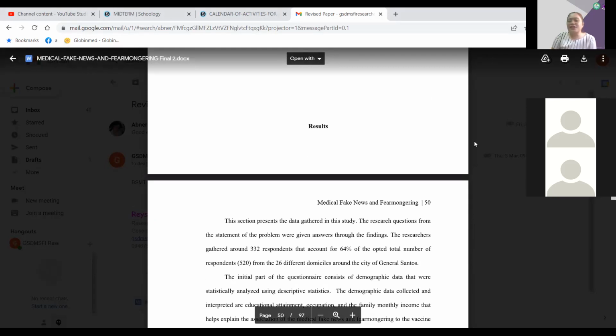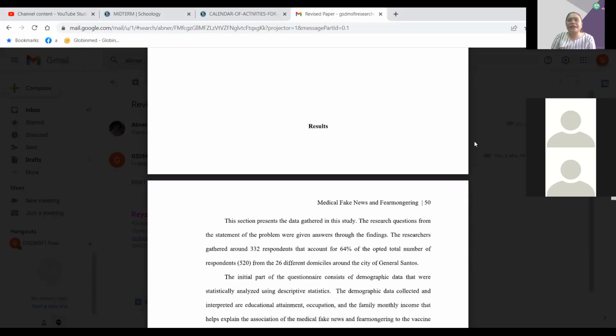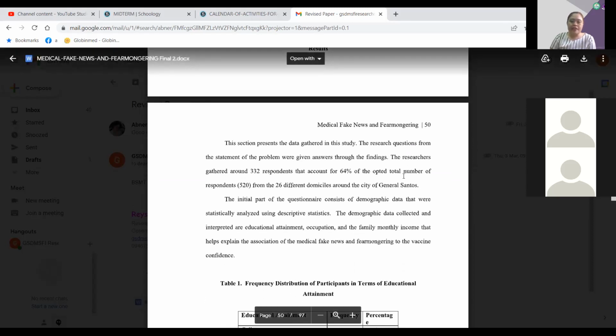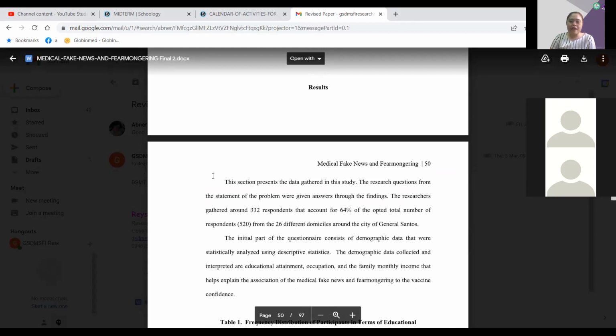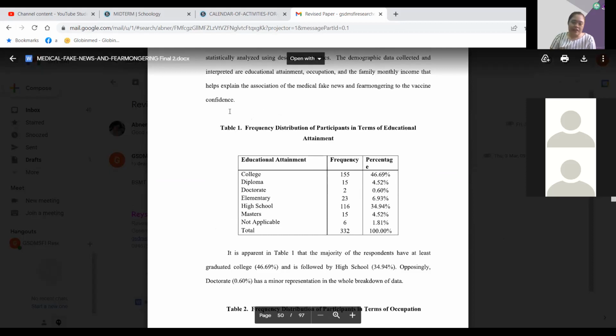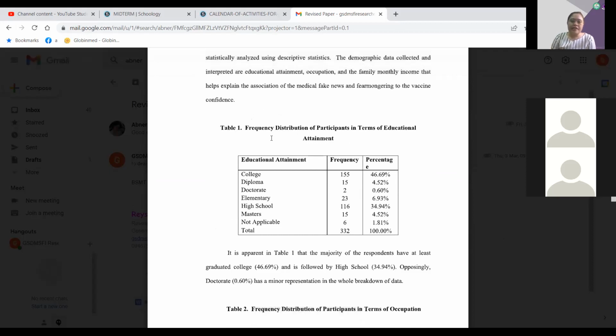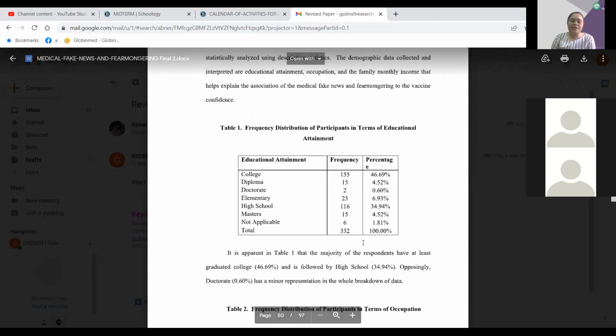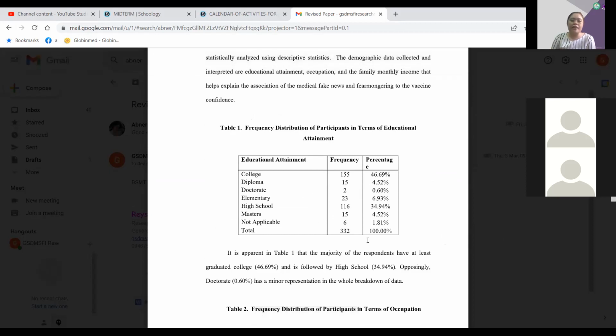in the results section of your paper, you're going to arrange the findings according to the SOP also. So you will have again an introductory paragraph for this section, and as you can see, this is their Table 1. This will be answering their first question, what is the demographic profile? As you can see, this is just a frequency distribution table and percentage.